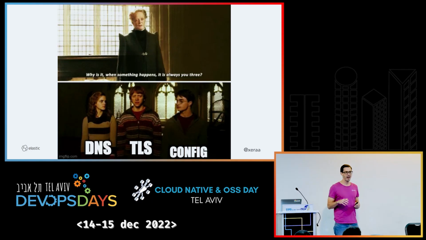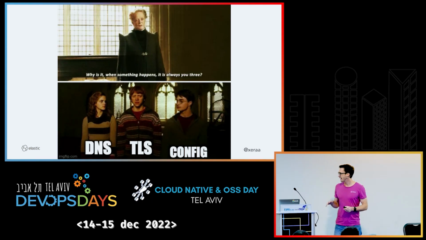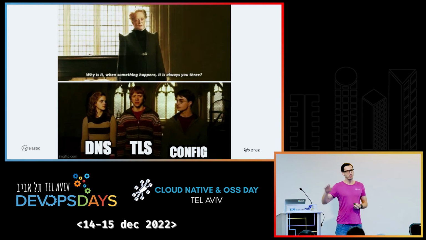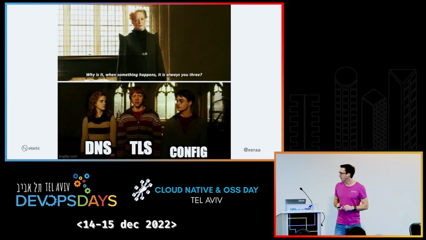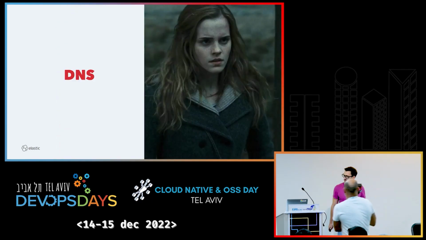And this is kind of like how I see DNS, TLS, and bad configs, or maybe you want to add printers to that list. But printers are also a classic. We'll focus on the DevOps tooling more. So it's these three things, and we want to look at why it is always these three and what can go wrong. So let's start with DNS.